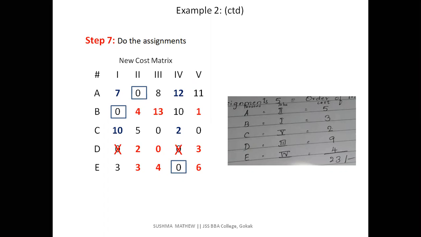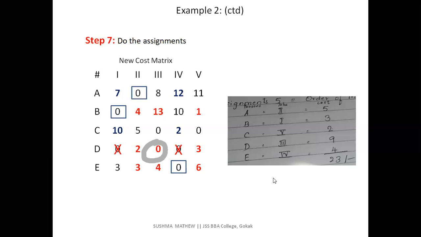Now check column wise. First column assignment is there. Second column assignment is there. In the third column there are 2 zeros, don't do it. Then the fifth column, there is one assignment. In the fifth column only, there is 1 0. Can you see that? Do the assignment there.